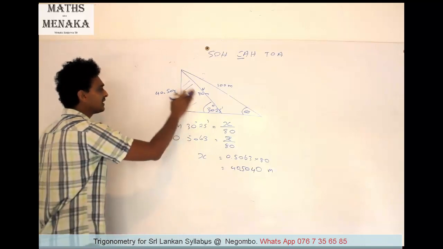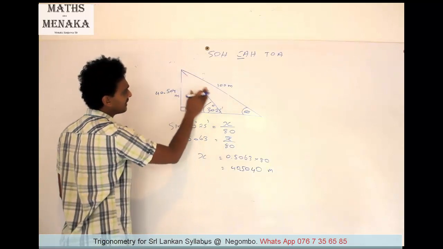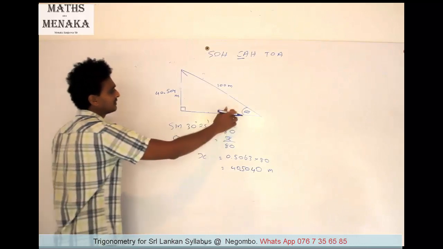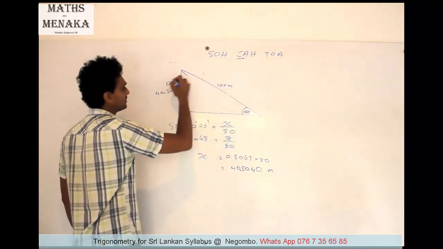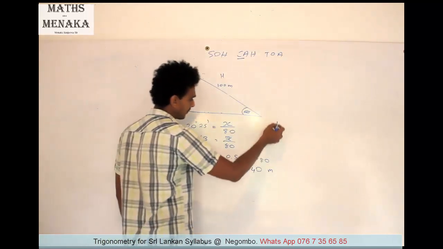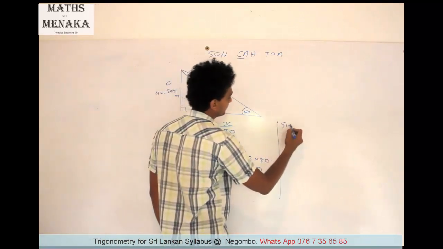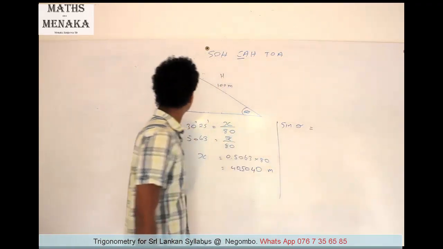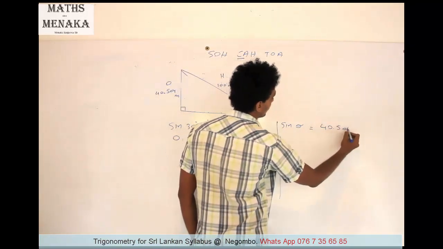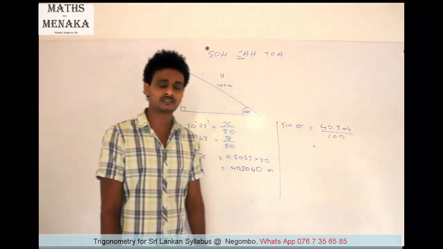Then you can consider the large right angle triangle. When you consider the large right angle triangle, theta is the angle, so this is opposite and this is hypotenuse. Then you have to go to sine. Sine theta equals 40.504 divided by 100. Now divide by 100 and write it to 4 decimal places.